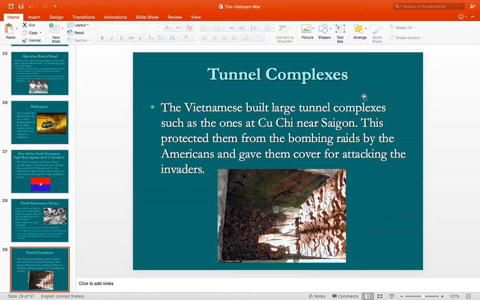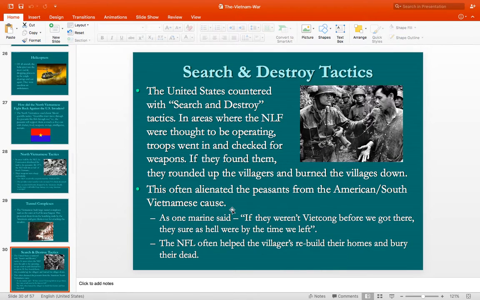I mentioned the tunnels. Here's an example of that. The Vietnamese built these large tunnel complexes, and again, these tunnel lines went in and out all throughout the country, including parts of Cambodia and Laos.